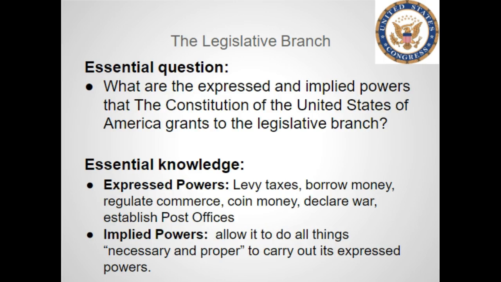The second essential question was, what are the expressed and implied powers of the Constitution of the United States of America that are granted to the legislative branch? Well, you have two. You have express powers and implied powers. And again, express powers: levy taxes, borrow money, regulate commerce, coin money, declare war, and establish post offices. There's a few others. The implied powers, through the necessary and proper clause, allow it to do all things necessary and proper to carry out its express powers, such as regulate food and drug, build interstate highways, etc.